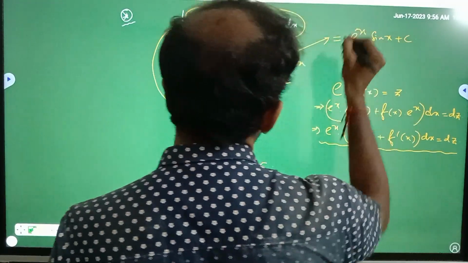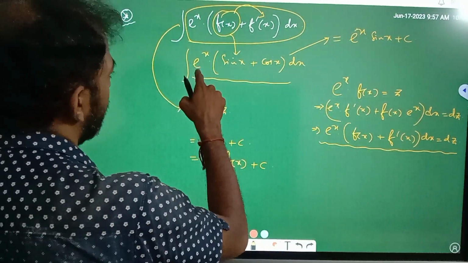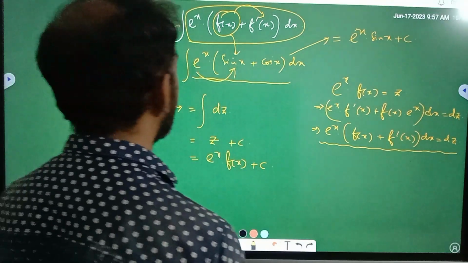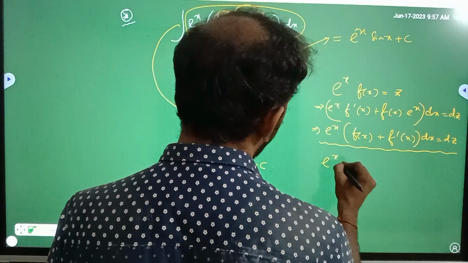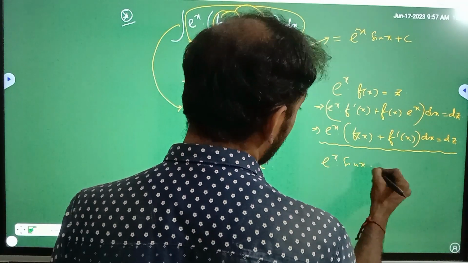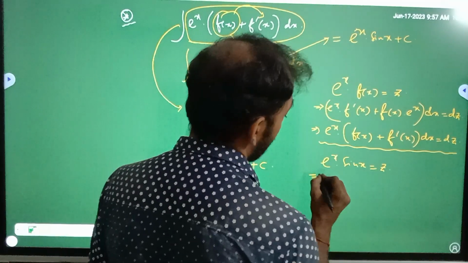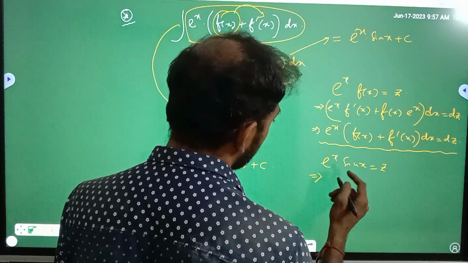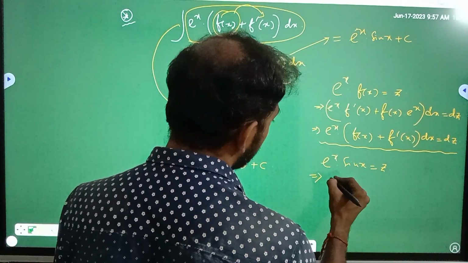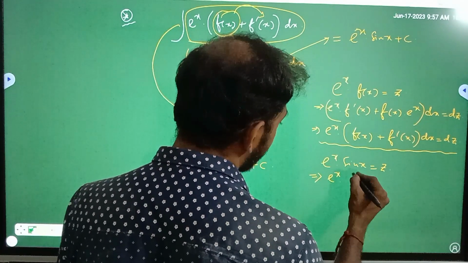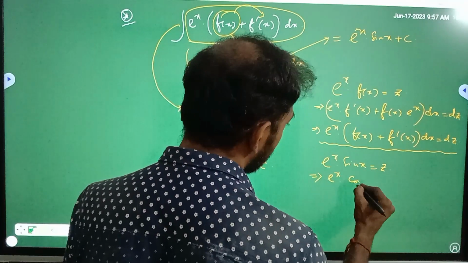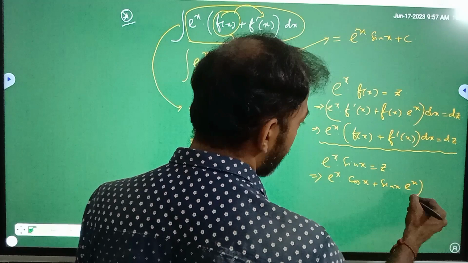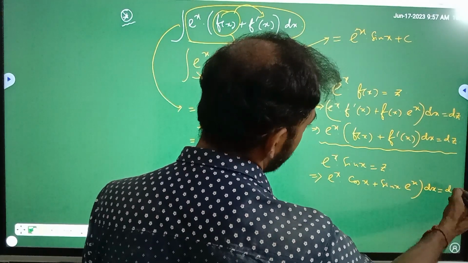Very easy, because if you consider e power x into sin x as z, what will be the derivative value? E power x sin x as z you are considering, right? So after that, you need to apply the product derivative formula, the UV method actually. So e power x constant, sin x, derivative of sin x, that will be cos x, plus sin x fixed, e power x derivative, that will be e power x, dx equals dz.